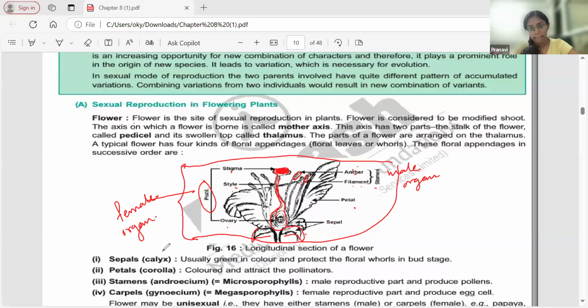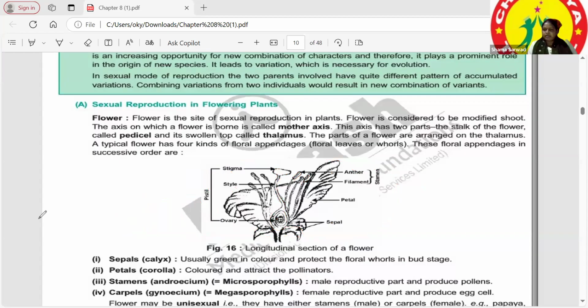Understood? Fine. So just erase all the things so it will be easy to draw. Draw it, and once you have drawn, let me know. I'll explain the parts. Ma'am, do I write the flower parts too? No need, I guess. I should explain first, and then only you will write. Okay, ma'am.